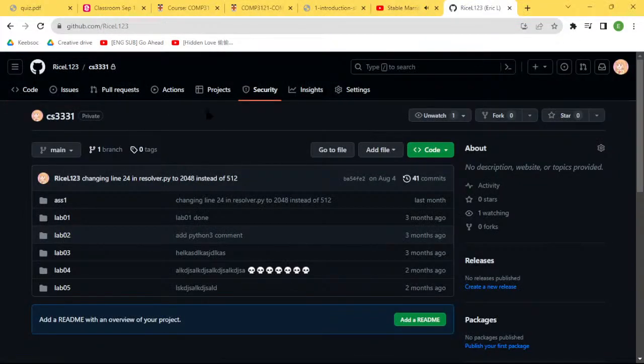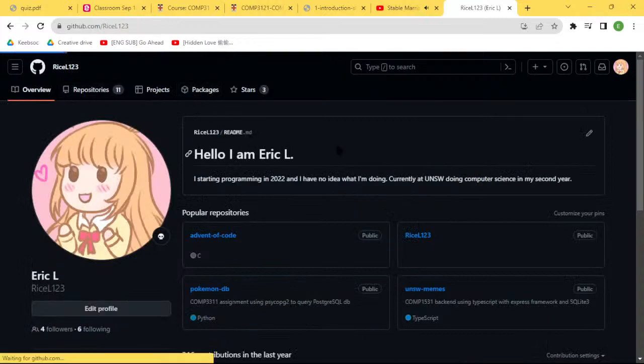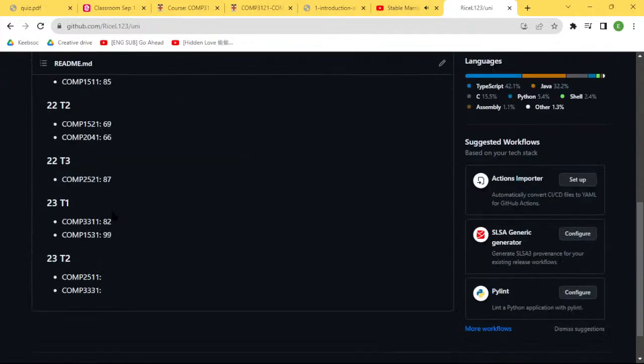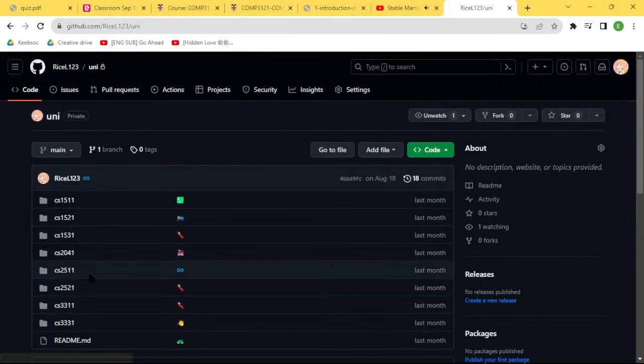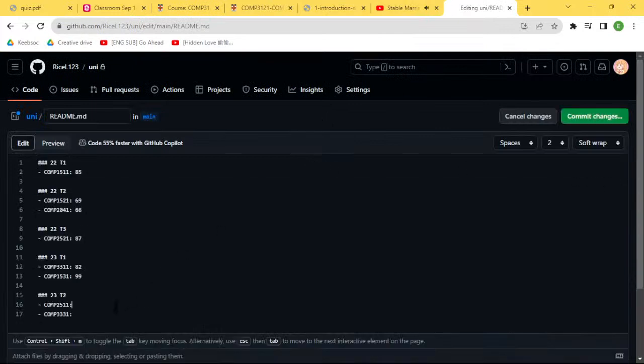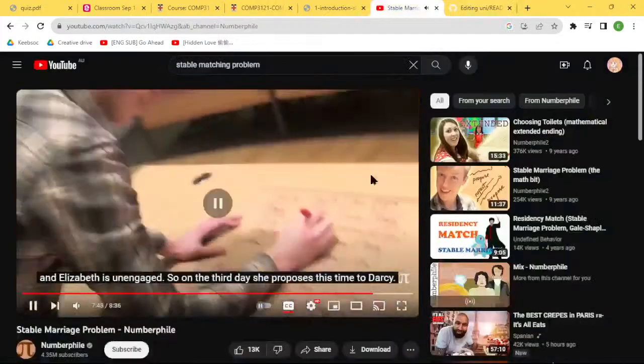On the second day, Charlotte and Lydia, who were rejected the day before, make their proposals. So Charlotte proposes to Darcy, and Lydia proposes to Wickham. Now, Wickham was tentatively engaged to Elizabeth, but he likes Lydia better, so he's now going to reject Elizabeth, and she's back on the market. So at the end of the second day, we have three tentative engagements, Charlotte to Darcy, Jane to Bingley, Lydia to Wickham, and Elizabeth is unengaged. So on the third day, she proposes.